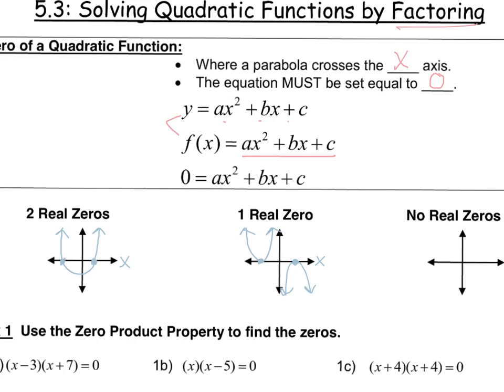Or you might have no real zeros. This is where your parabola doesn't cross the x-axis at all, which means it's floating up above or it's floating down below. So those are the 3 possibilities. We're either going to get 2 answers, 1 answer, or no answers for real zeros.